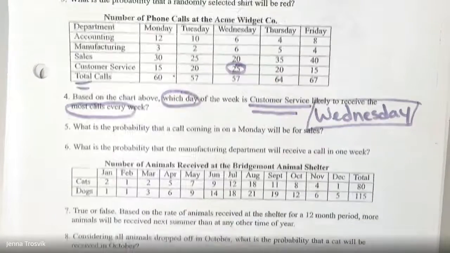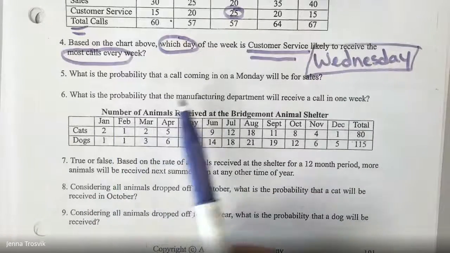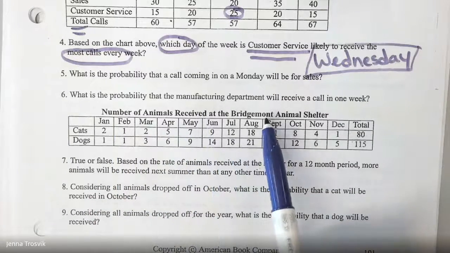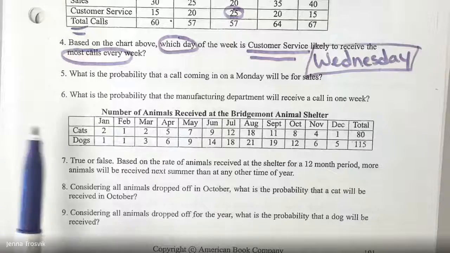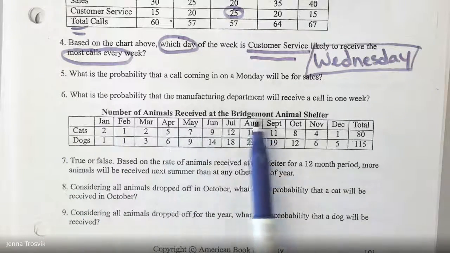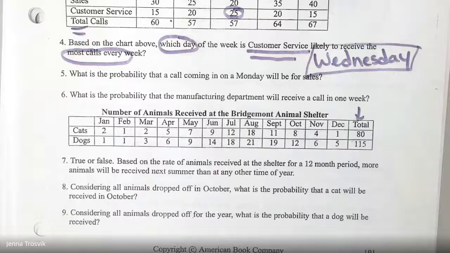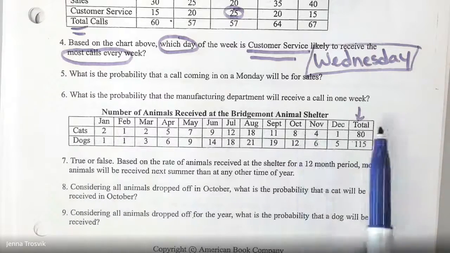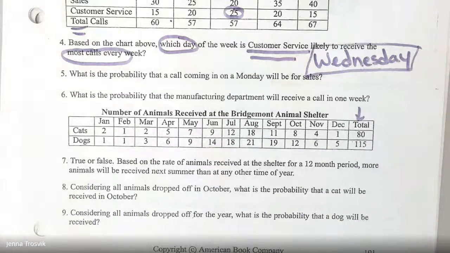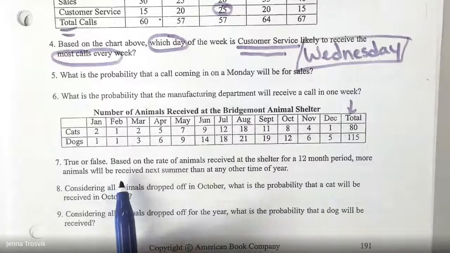All right. Now, I want you to skip down to the last section, the number of animals received at the Bridgemount Animal Shelter. They only looked at the cats and the dogs, but they broke it apart by months of the year, and they gave us a total column. This might help us for our probability, and we have to break it by section. So let's look. This one is true or false. So let's look, where are we focusing?